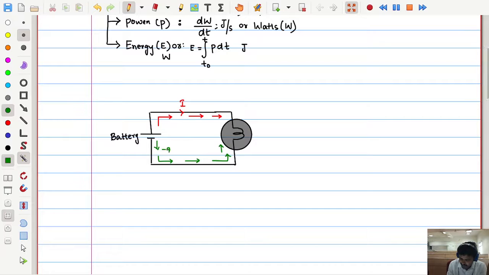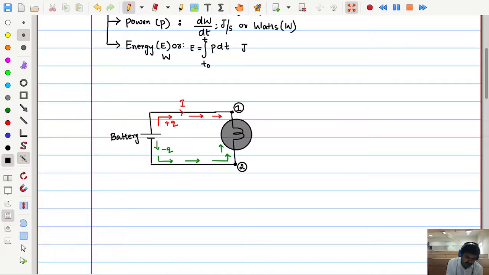This is the minus q displacement. This is the plus q displacement. Usually the current convention is along the positive charge direction. Clear? Now we want to make you clear on these current directions. If I consider this lamp terminal as 1 and the other end of the lamp terminal as 2.